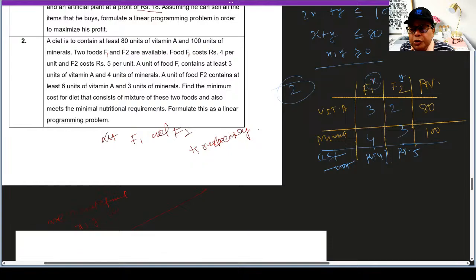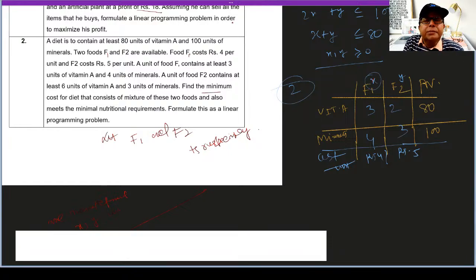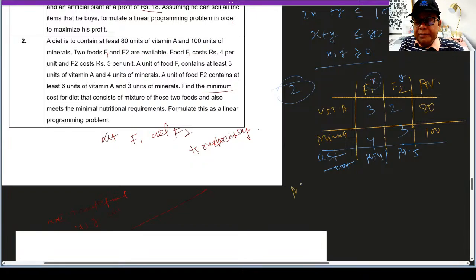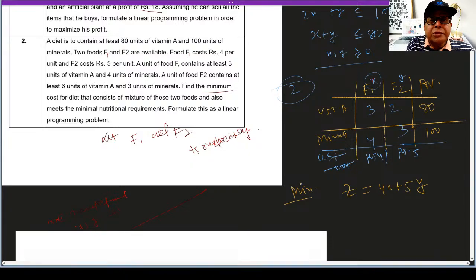Okay? So what are you going to minimize? Minimize the cost. So write the problem now. Minimize z equal to 4x plus 5y. Okay? Cost. This is cost, not selling price.